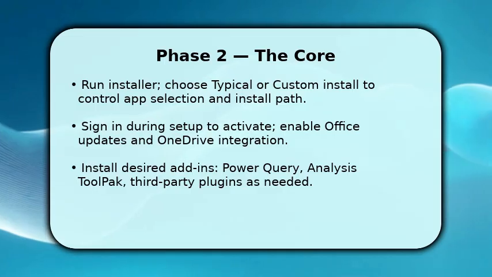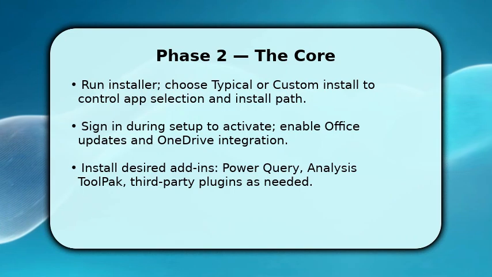When prompted, sign in to activate your license. This also enables automatic updates and cloud syncing. Make sure to enable OneDrive if you want auto-save and cross-device access.